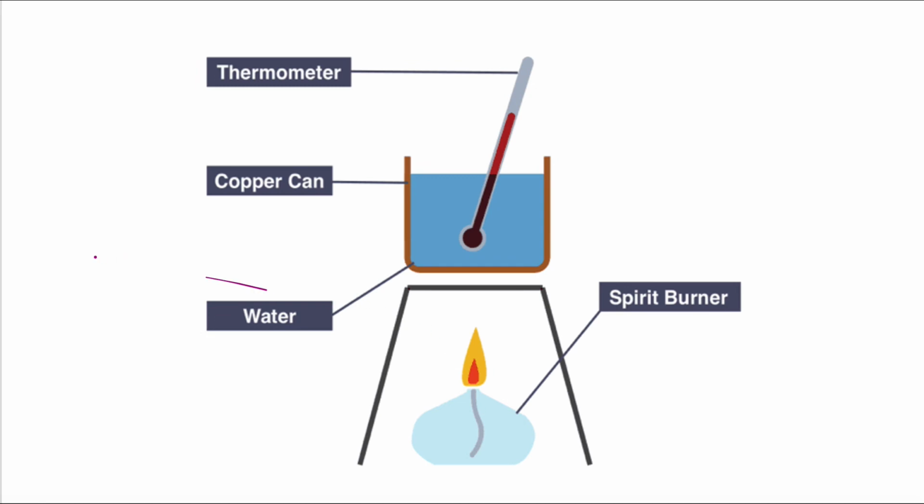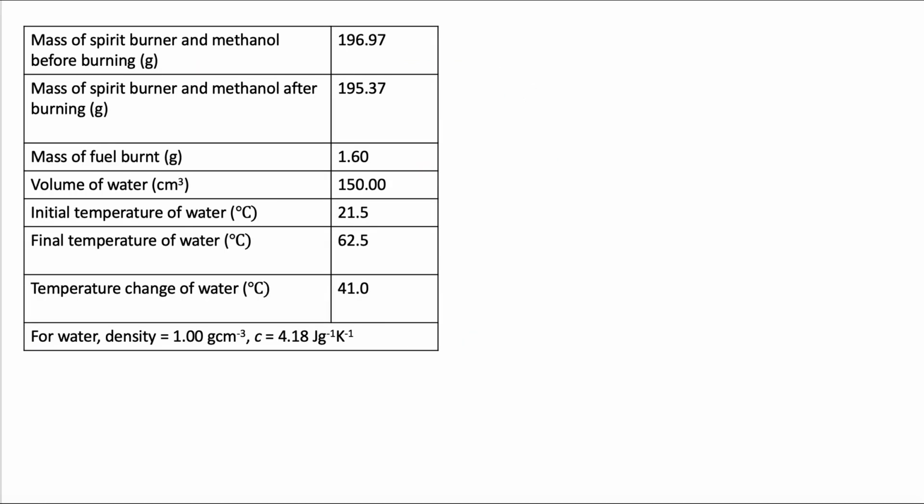And then once we've done that, I'm just going to move to a results table. We're going to run through what to do with all these values once we've done our experiment, how from this we're going to calculate the enthalpy change of combustion. As I said, we've got the mass of the spirit burner before burning and the mass of the spirit burner after burning. Taking the mass after burning away from the mass before burning, we can essentially get the mass of the fuel burnt. That's going to be important at one point.